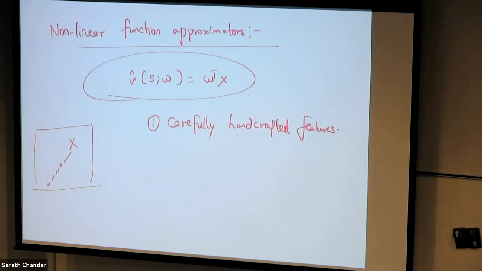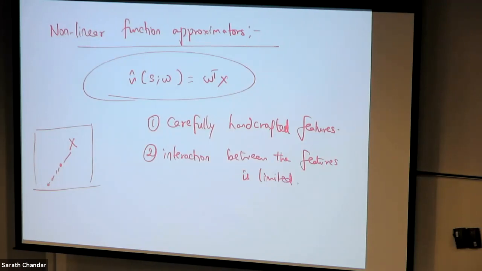Now, this is one of the problems with linear function approximators. It requires carefully handcrafted features. And the second problem is that the interactions between the features are limited, because it is a linear model. In fact, in a linear model, there is no interaction between the features, right? So you have w1x1 plus w2x2 plus w3x3. So maybe some simple additions, but nothing more than that, right?